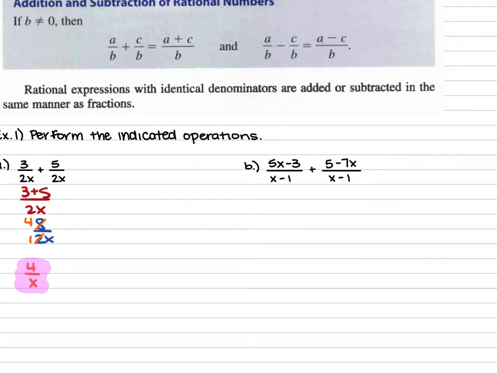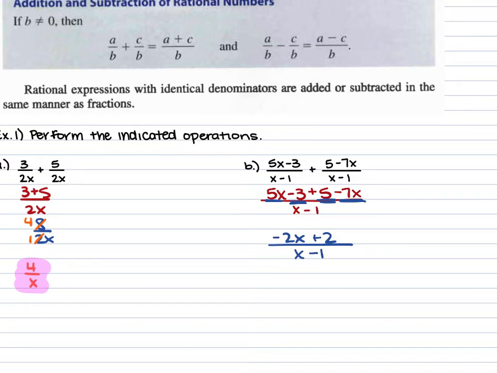For example B, we have 5x minus 3 over x minus 1 plus 5 minus 7x over x minus 1. Both of these fractions have the same denominator of that x minus 1, so we're going to keep that and combine our like terms on top. So we're going to have 5x minus 3 plus 5 minus 7x. Your 5x and that negative 7x are like terms, so you combine them to get negative 2x. The negative 3 and the positive 5 are like terms. You combine those to get 2. You put this over that x minus 1, and then you simplify.